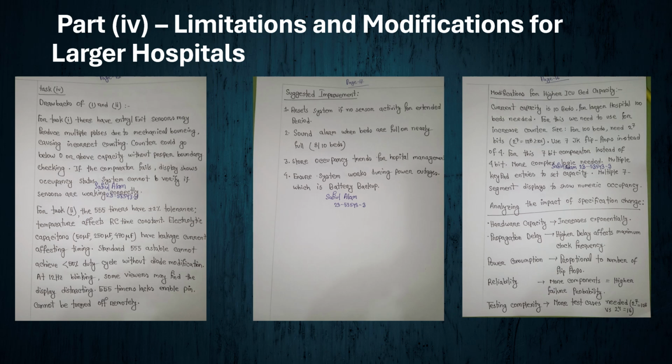The system has several drawbacks, like the discrete counter suffers from glitches and propagation delays also. Sensors may cause false counts due to mechanical bouncing without debouncing circuits. The 555 timers have plus minus 2% tolerance, and capacitor leakage affects timing accuracy. The full display never achieves perfect 100% duty cycle. The system cannot recover from an invalid state automatically.